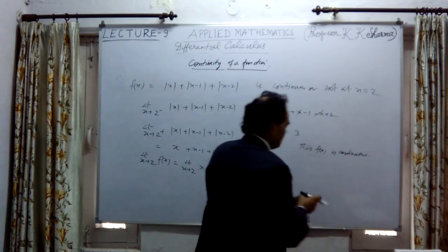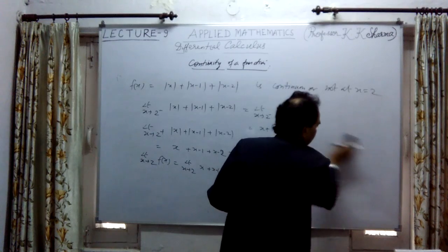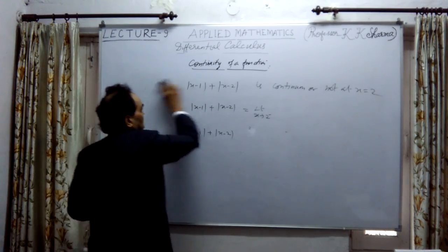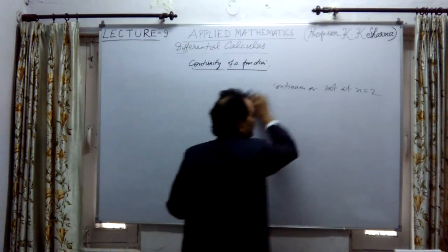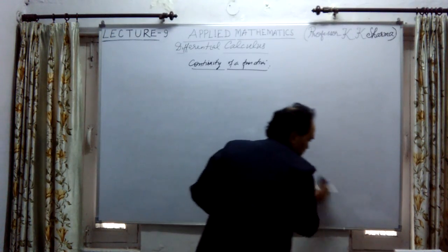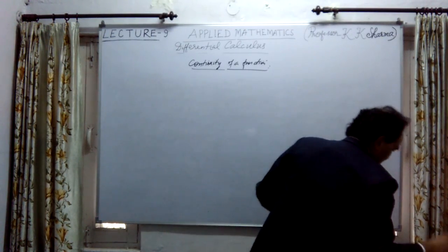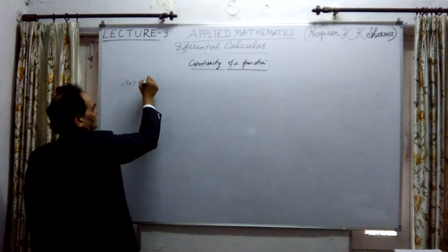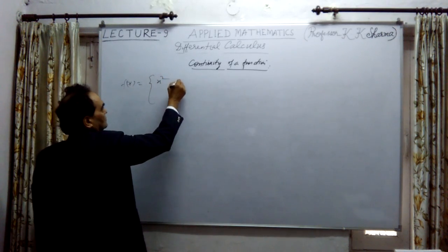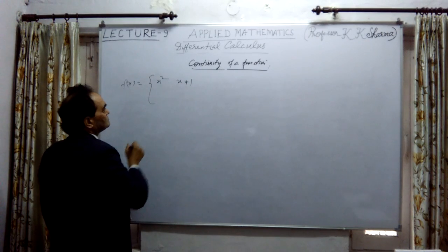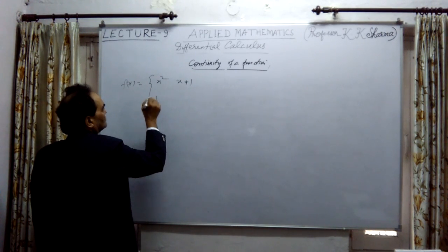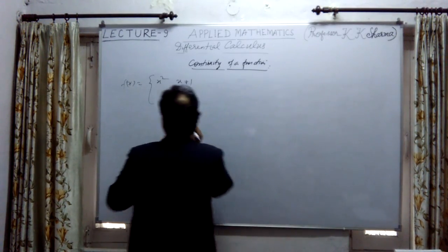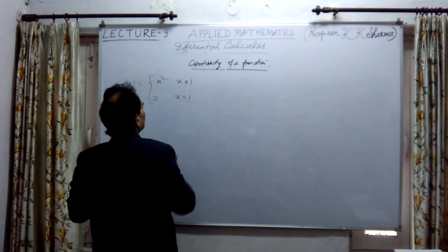Okay, so this is how we can define this. Now let me take one more example: whether the function is continuous or not continuous. One more question. Let f(x) equal to x square when x is not equal to 1, and it is 2 at x equal to 1.